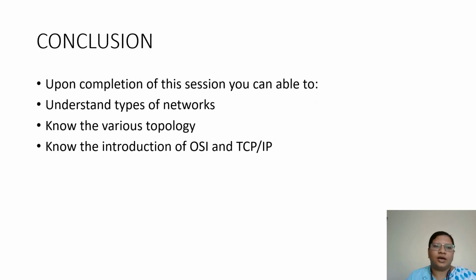Till now, we understand what types of networks there are. The types of networks are LAN, WAN, MAN, and so on. Now you are aware of the topologies. What are the topologies? Ring, bus, mesh, star, and hybrid topologies. You know the introduction to the OSI and TCP/IP. In OSI, you all know the 7 layers: application, presentation, session, transport, network, data link, and physical layer. I think you can understand all these things from this session.